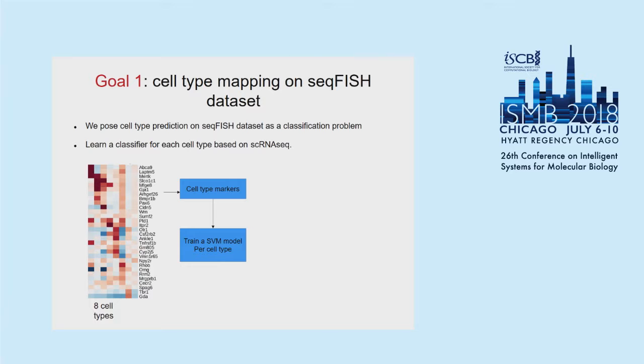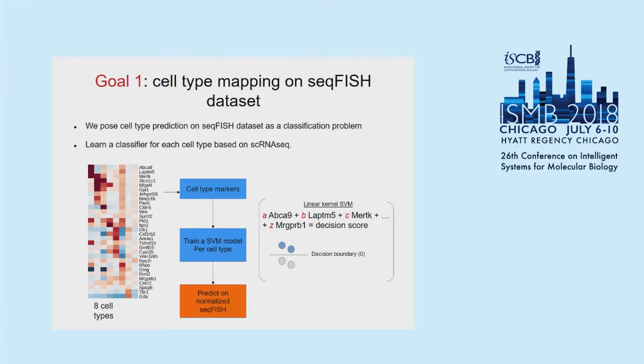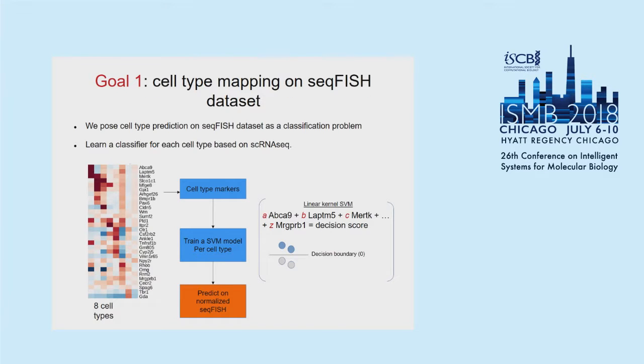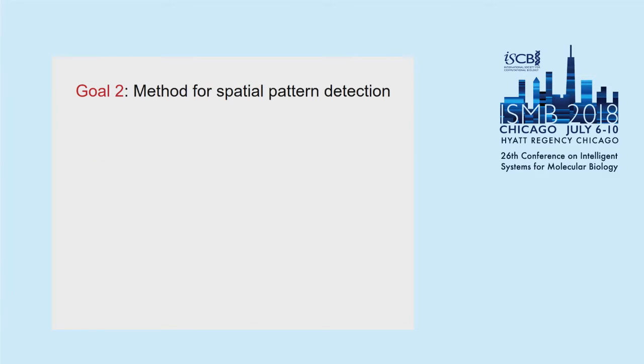And then we train an SVM model per cell type, which essentially learns the weights that are placed on individual genes. And the summary of the score can help us determine, in a one-versus-rest model, the probability that this gets assigned to a particular cell type. And then we apply this on the normalized seqFISH data. So we can repeatedly build one-versus-rest models for each individual cell type that we are trying to predict. And then the maximum probability class would be the final class assigned to each cell. So that is a pretty conventional approach.